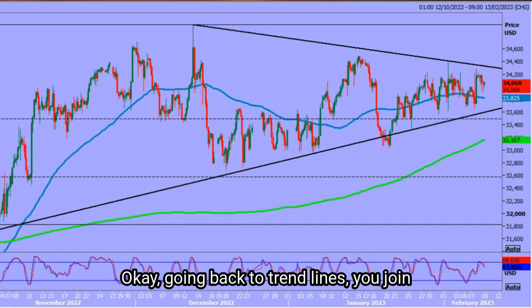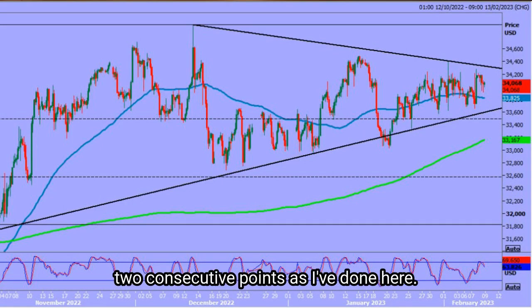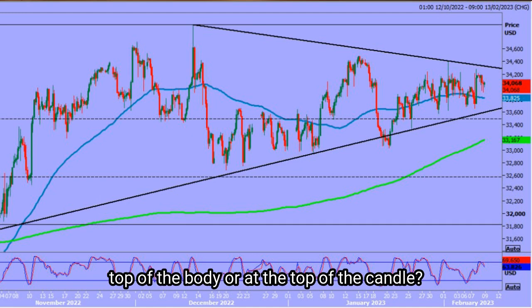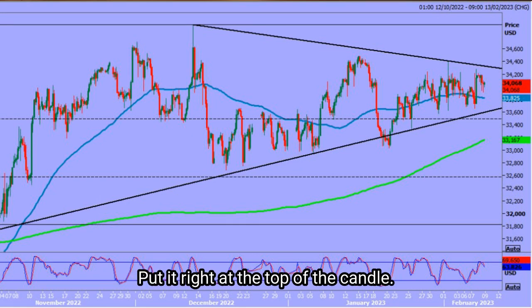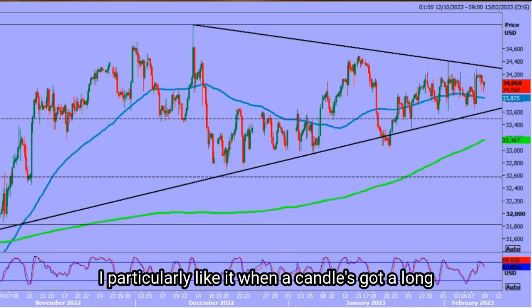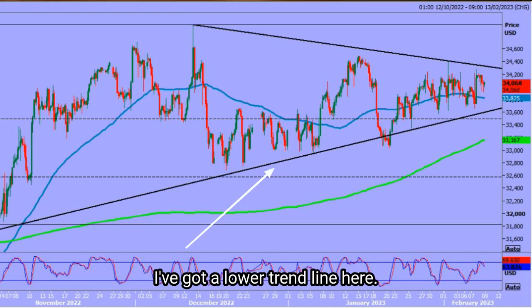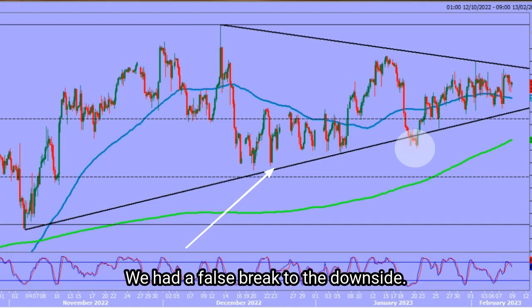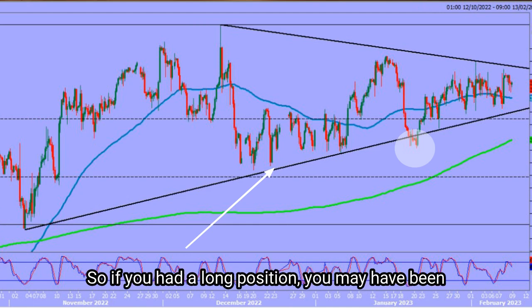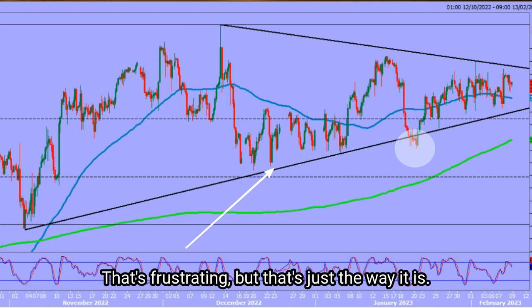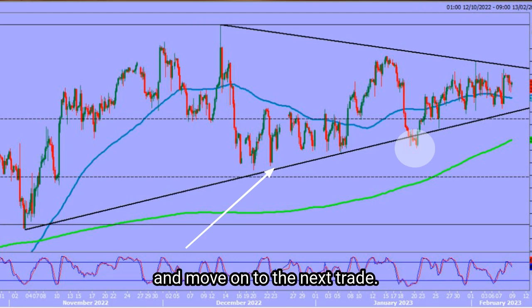Okay, going back to trend lines, you join 2 consecutive points as I've done here. People ask me, do I put the candle at the top of the body or at the top of the candle? Put it right at the top of the candle. I think you need to encompass all the data, all the prices that have traded. I particularly like it when a candle's got a long upper wick because it shows quite strong rejection. I've got a lower trend line here. We had a false break to the downside. So if you had a long position, you may have been stopped and then the market may have reversed. That's frustrating, but that's just the way it is. You have to take it on the chin and move on to the next trade.